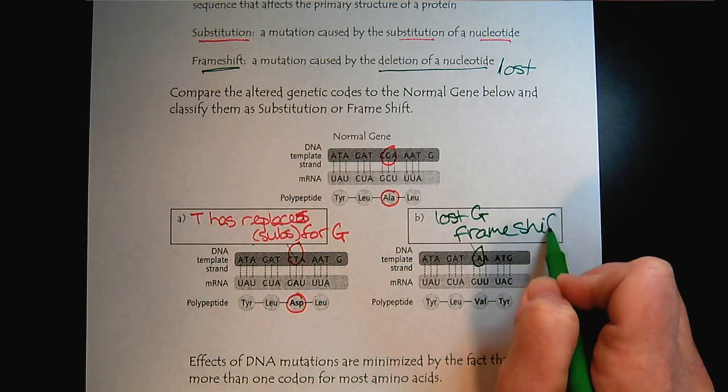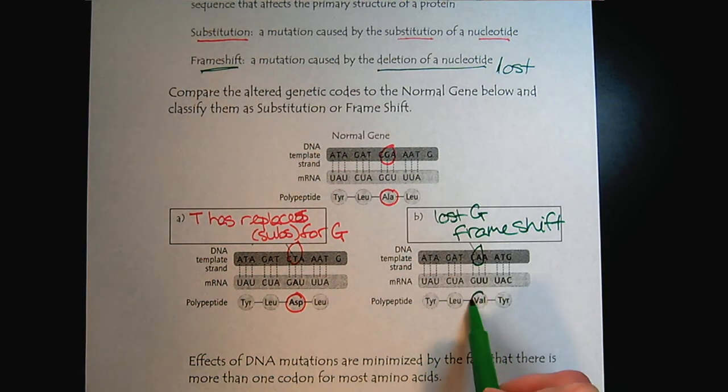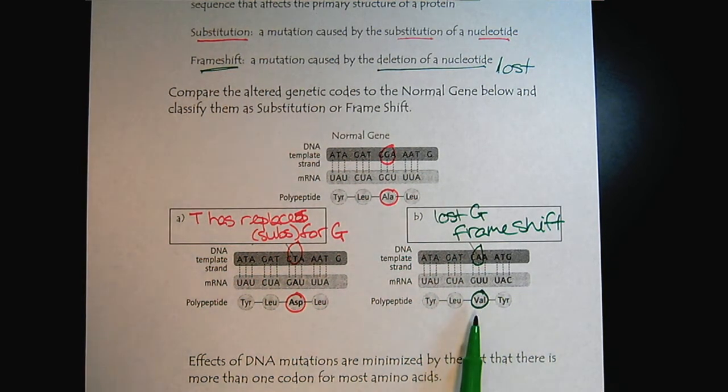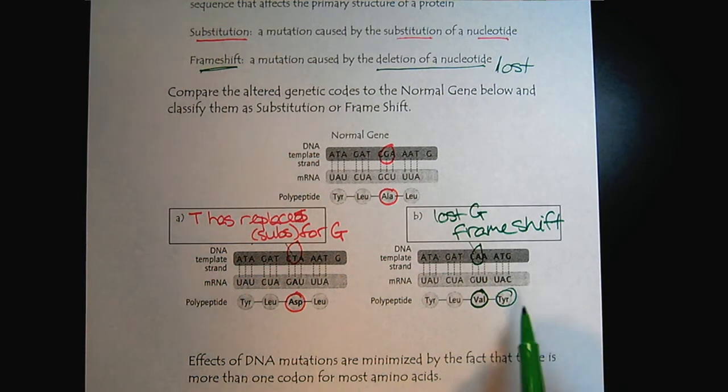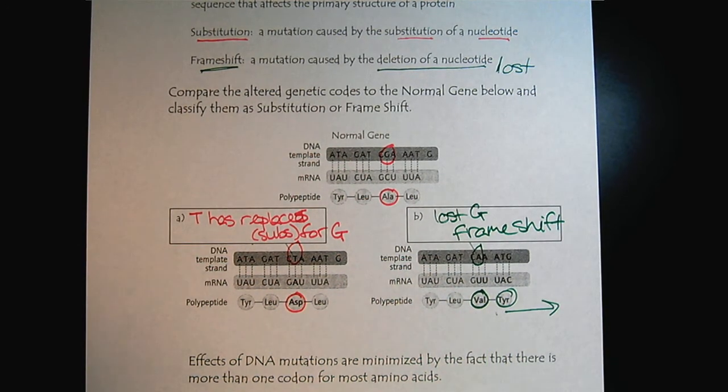And this one has more far-reaching implications because not only does it change the codon sequence for the amino acid where the frame shift occurs, but now notice that every amino acid after the frame shift will also be changed. Right, so these are the two types of genetic mutations that you want to be able to recognize.